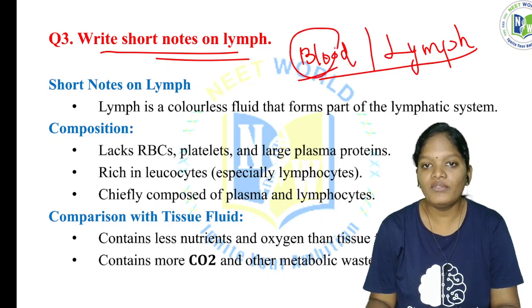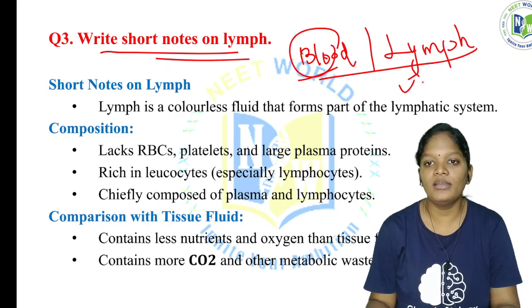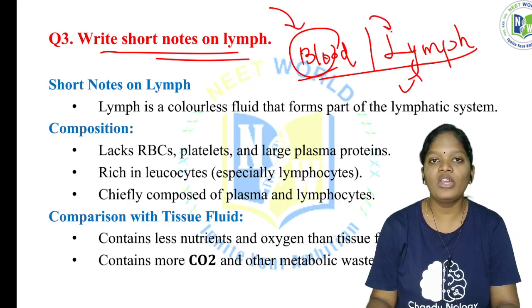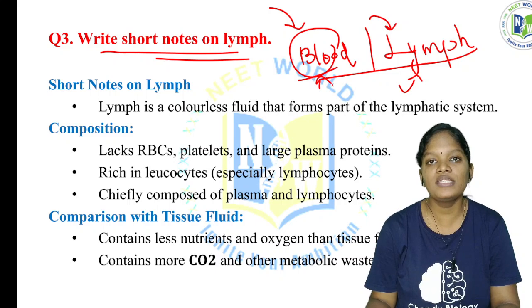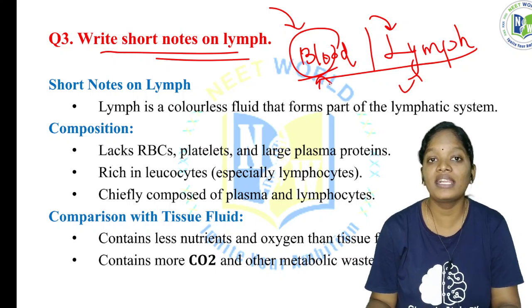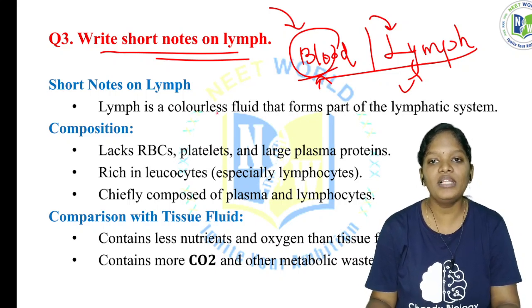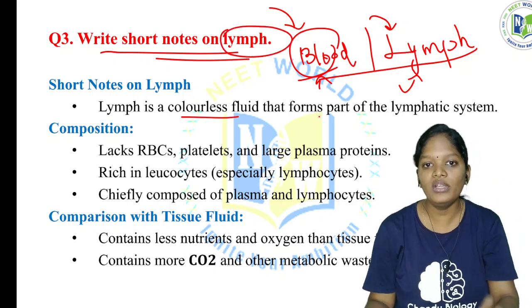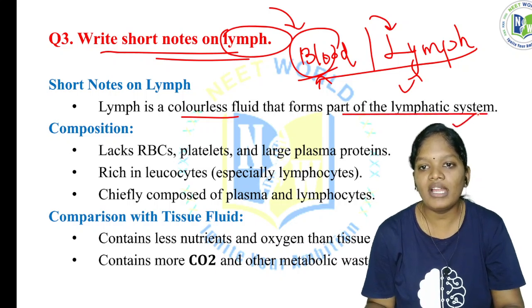Blood without the RBC is called lymph. Just remember, in the blood we have RBCs, but in the lymph we do not. As RBC is not present in the lymph, it is a colorless fluid, but because of the presence of RBC in the blood, it appears red in color. So the simple definition for lymph is the blood without the RBC. The lymph is a colorless fluid that forms a part of the lymphatic system.